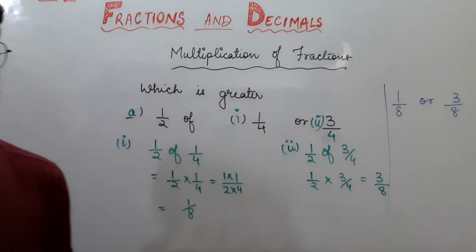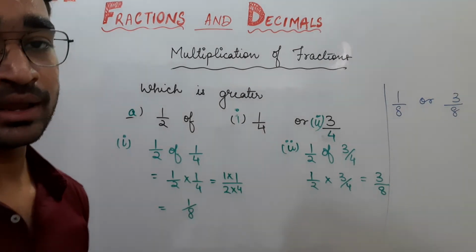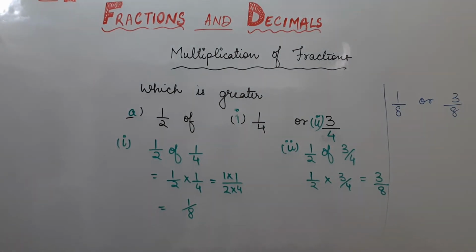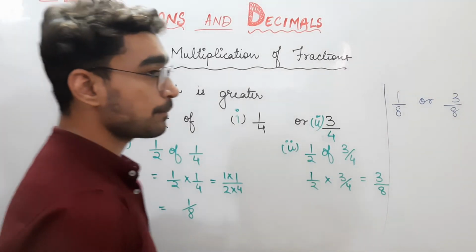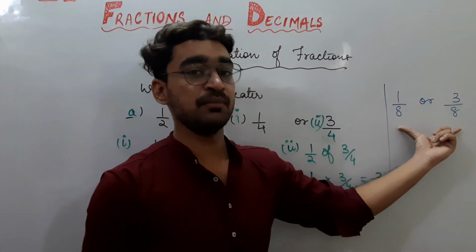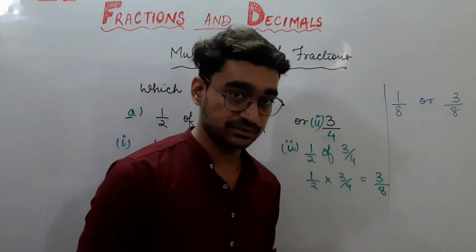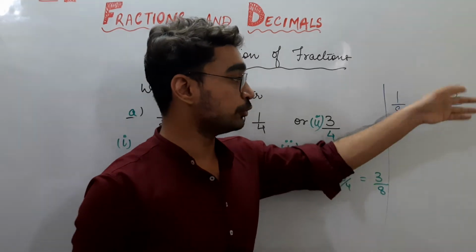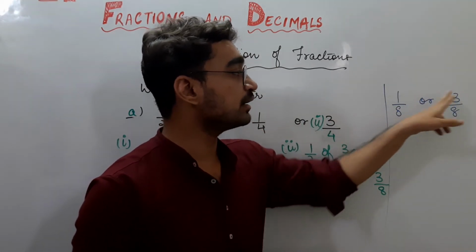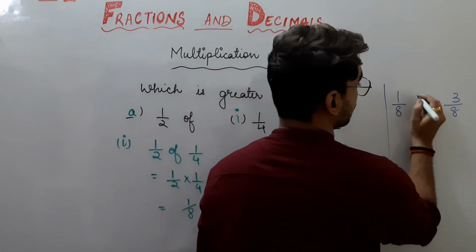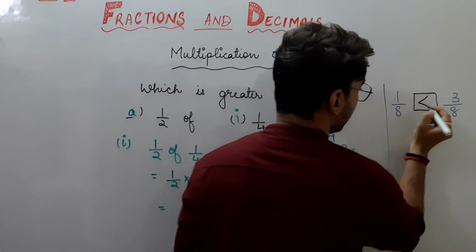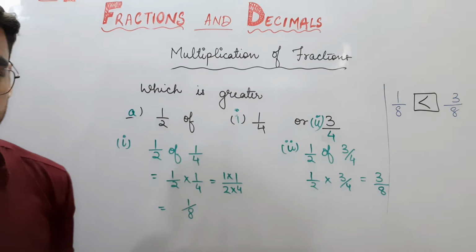In the case when the denominators are the same, or I can say when we have like fractions, it is very easy to compare because the denominators are the same. We just have to look at the numerators. Which numerator is greater here? 3 is greater. So we can say that 3 by 8 is actually greater than 1 by 8.